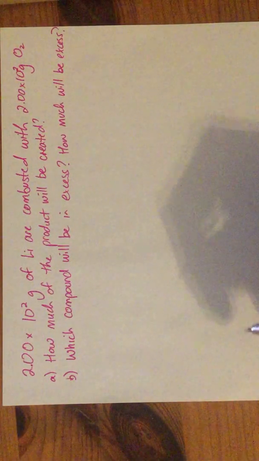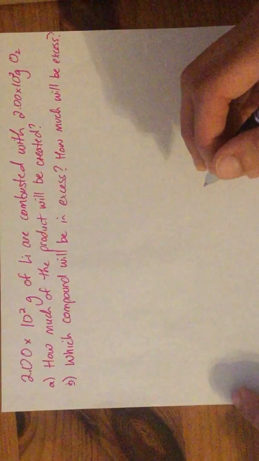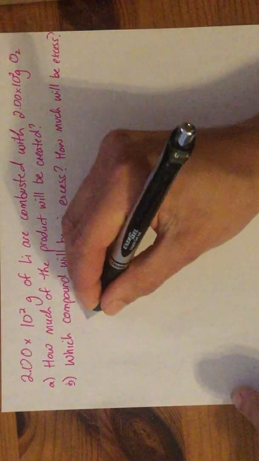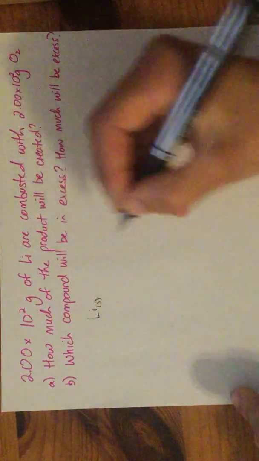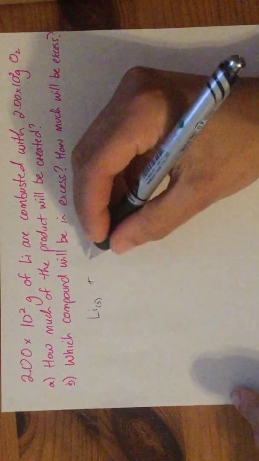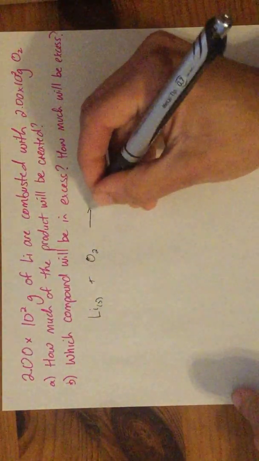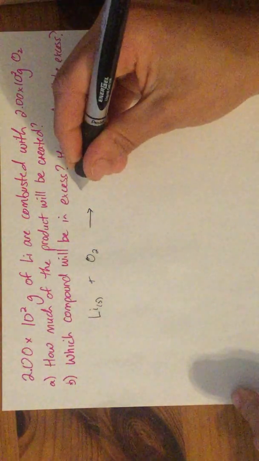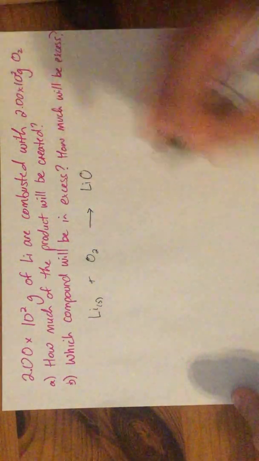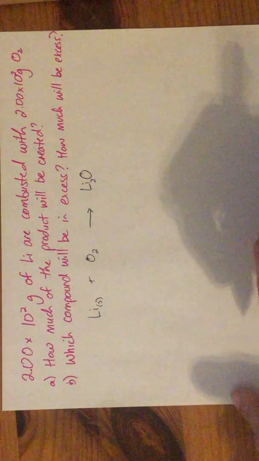So the first thing that we need to do in anything is write a balanced reaction so that we have an understanding of what those ratios are. So we have lithium, and we know lithium is reacting with oxygen gas. And since I've got two reactants here, chances are this is going to be a synthesis reaction. And I'll put a little 2 there since oxygen is diatomic.